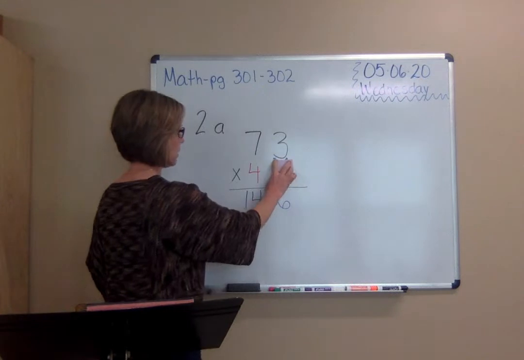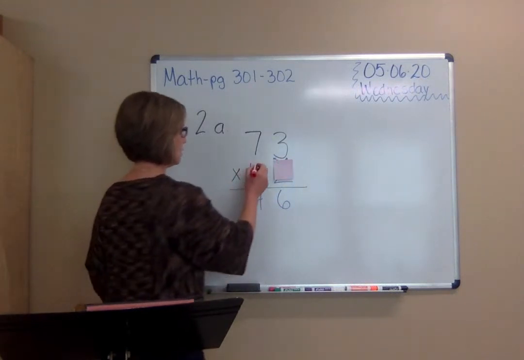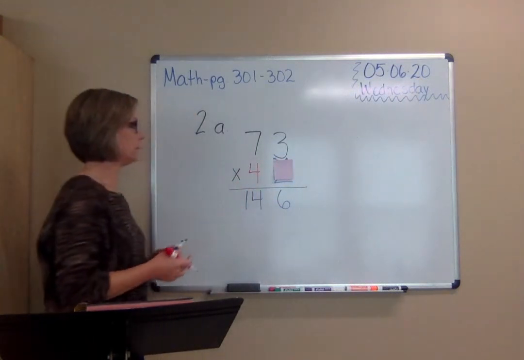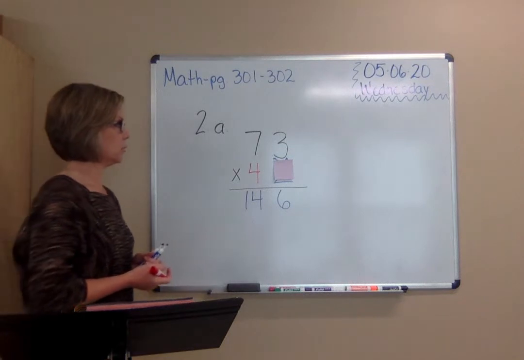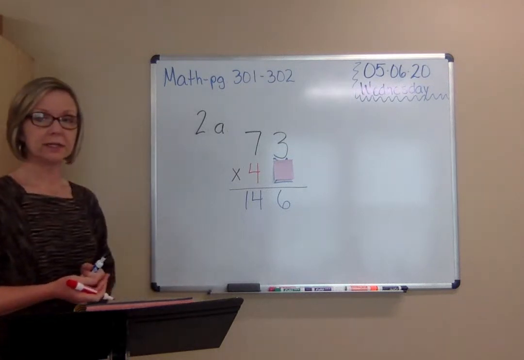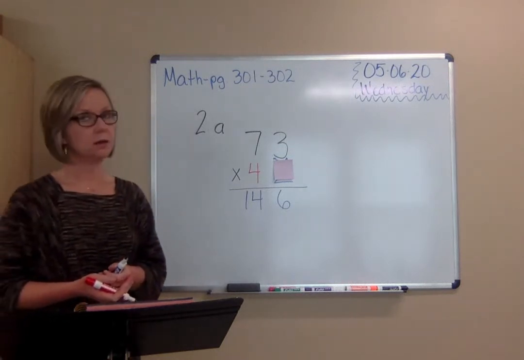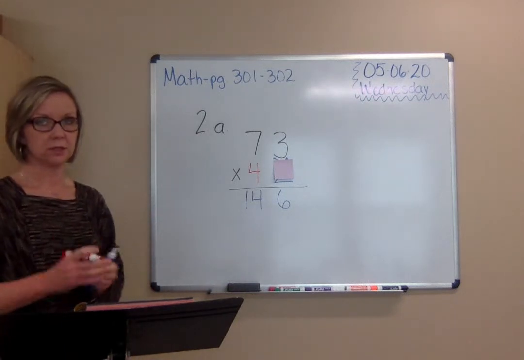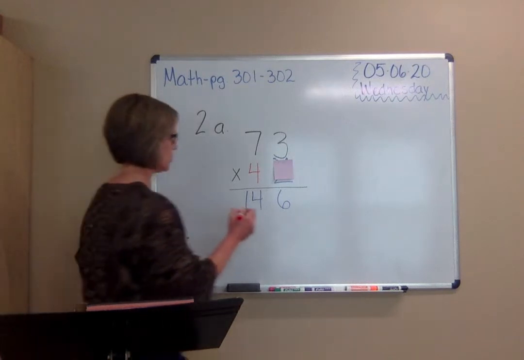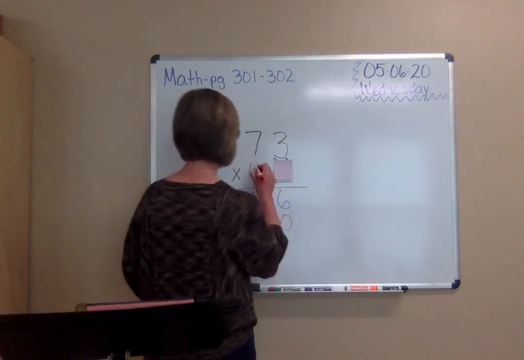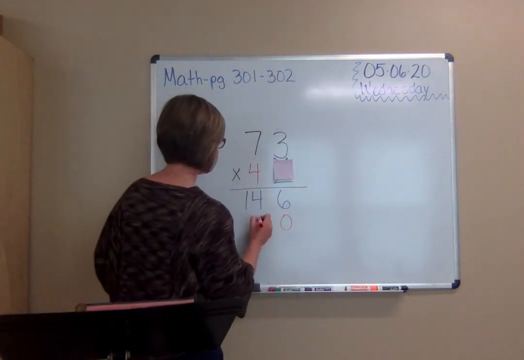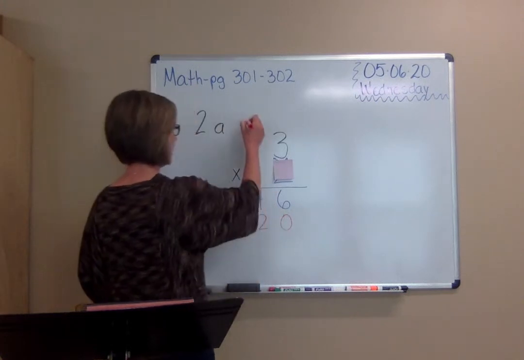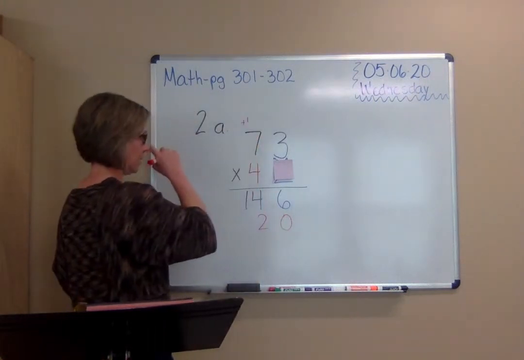So then we're going to come over to our 4 in the tens place. Remember here we're saying 73 times 40, not just 73 times 4. That's why we have to have the 0, because this is a larger number. So I'm going to start with 0 in my placeholder. 4 times 3 equals 12. 2 down, the plus 1 goes up.